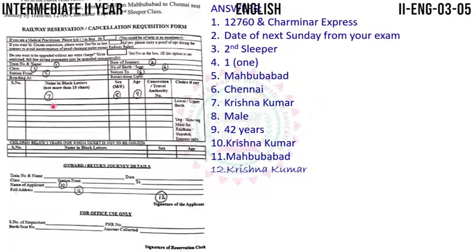And let us see his personal details. His name in block letters, it is Krishna Kumar. In capital letters you have to mention here. And next, male or female in the 8th column. Age 42 years is given, so 9th column 42. Okay. Next, 10th, name of the applicant is Krishna Kumar again, and his full address, as it is not given there, only place was given, you can mention the place, that is Mahbubabad. And again his signature same, Krishna Kumar.